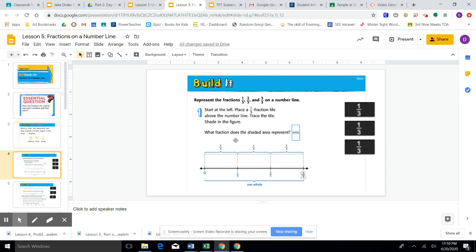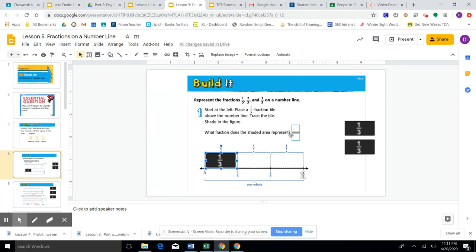Now we want to look at building the fractions. So these are the fractions 1/3, 2/3, and 3/3 on a number line. So you start at the left at the 0, place a 1/3 fraction tile on the number line. So I'm going to drag my fraction tile. Trace the tile and shade in the figure. We're just going to leave our tile there.